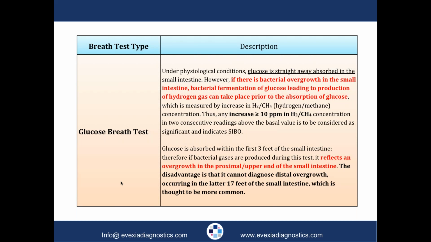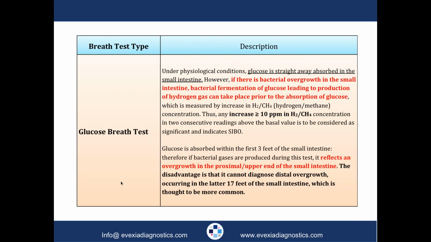So we look over at the description. It says here, of course, under physiological conditions, glucose is absorbed by the small intestine. But if there's bacterial overgrowth in the small intestine, like we've been talking about, the bacteria are going to ferment glucose, and that's going to lead to production of hydrogen gas prior to the glucose being absorbed. And what they said was positive for SIBO at the time is any increase of 10 parts per million of hydrogen or methane concentration in 2 readings is significant for SIBO.